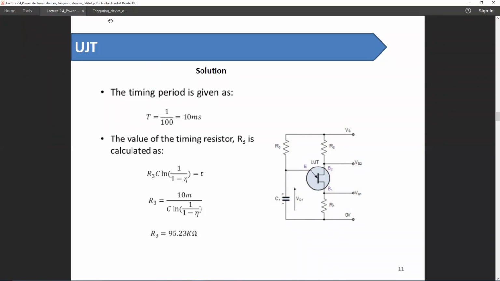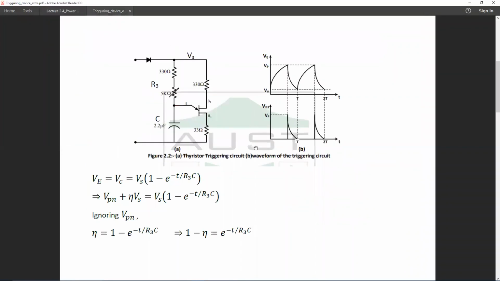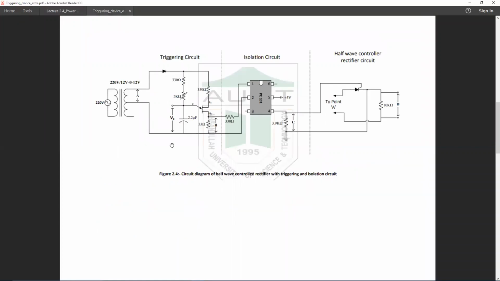So if we want to construct the firing circuit, we can follow the circuit we've used in our laboratory experiment. This is the firing circuit. This is the UJT. This is the RC network. And this is the isolation circuit. And this is the main circuit.